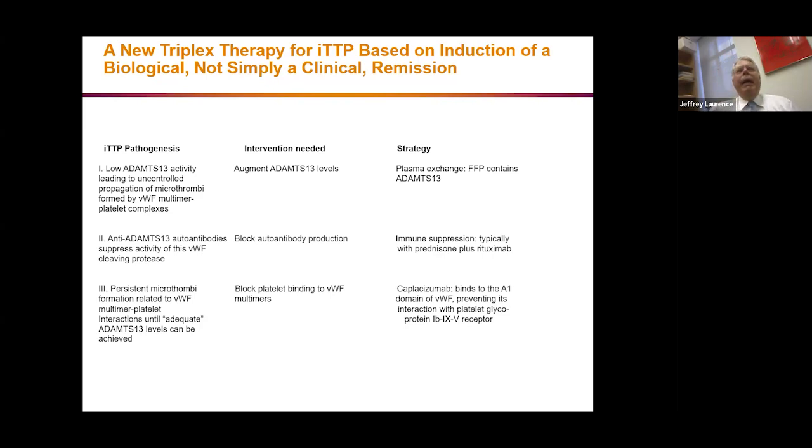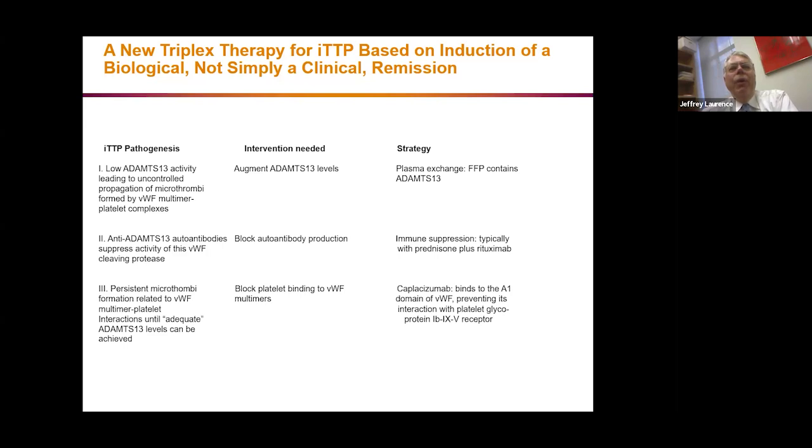And so the new thinking about how we treat immune TTP is that it should be a triplex of therapies. Once you've made a diagnosis of TTP, you've got low ADAMTS13, fine, start plasma exchange. Fresh frozen plasma contains a lot of ADAMTS13. You've recognized an autoantibody, fine, get rid of those autoantibodies with whatever you want. That's typically steroids and rituximab.